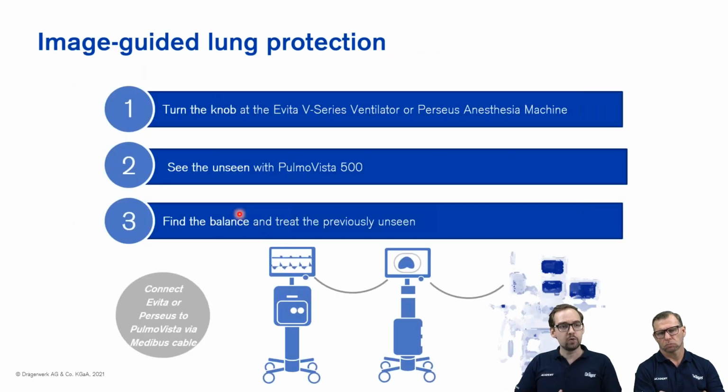So to have a more standardized approach, we developed this concept which we call image-guided lung protection. We do a therapeutic or a diagnostic maneuver, either with the ventilator or also with the anesthesia machine. Then we have a look at POMOVista 500 to see how the patient responded. With this information, we can then try to treat the previously unseen. We can find the right settings or the right strategy for this patient.